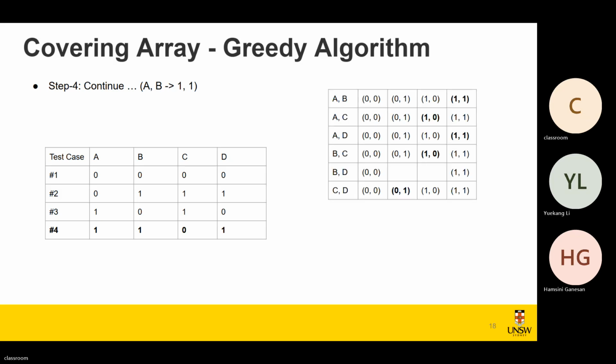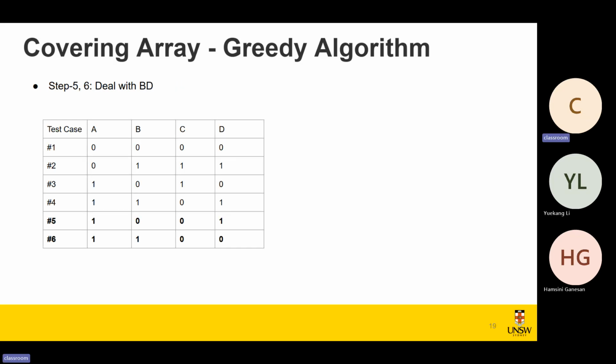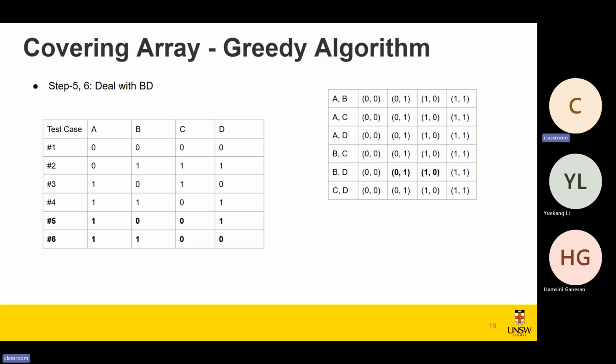So eventually we can get this covering array, and we can get everything inside this table covered. So we can cover all the possible combinations, and we can build this covering array. So this is roughly the idea of the greedy algorithm.